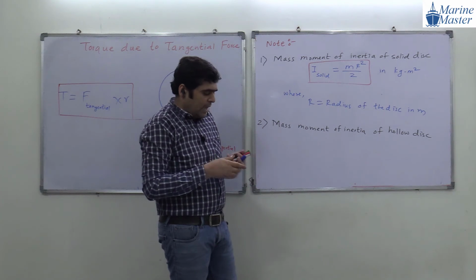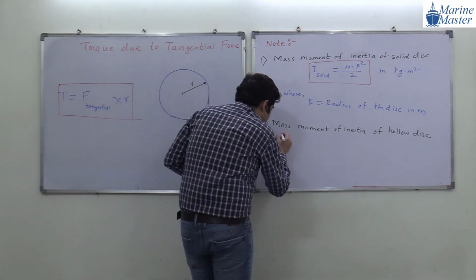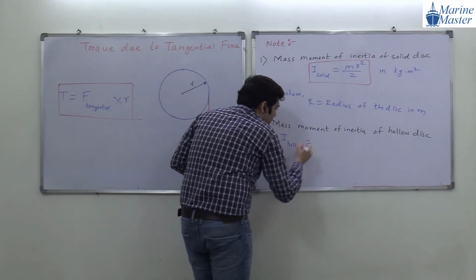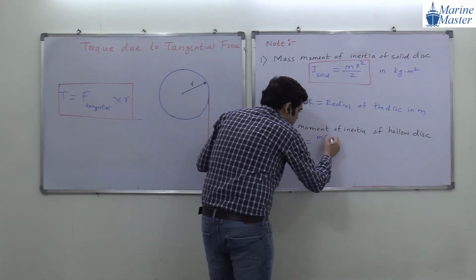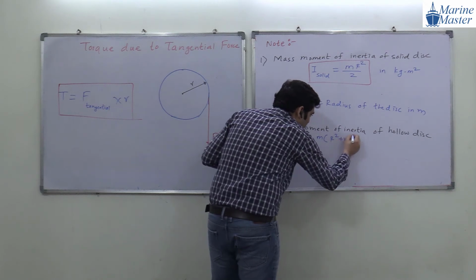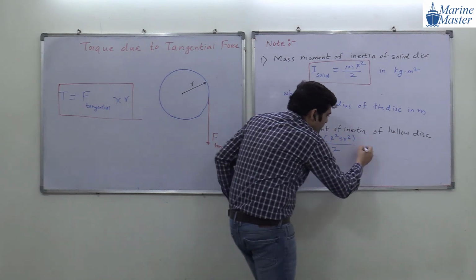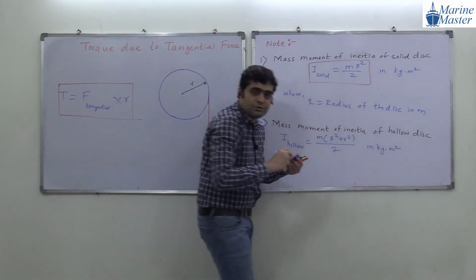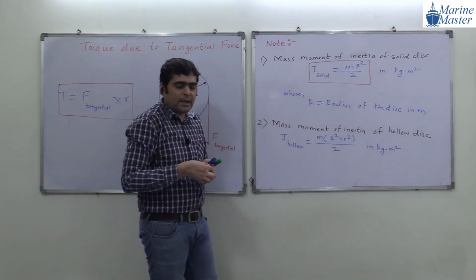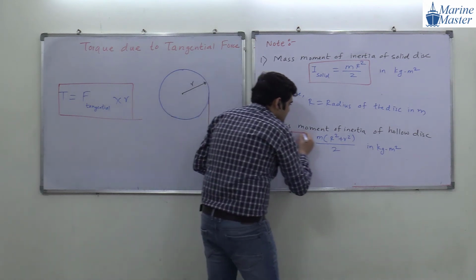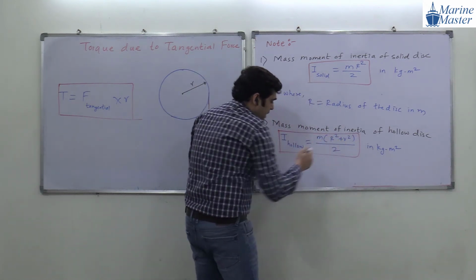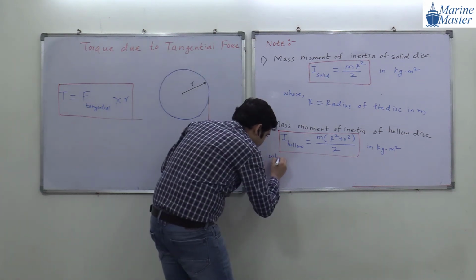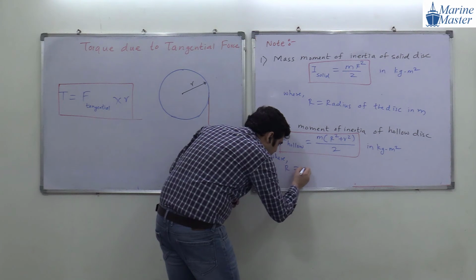So I hollow will be equal to, try to see the scenario, m into capital R square plus small r square by 2, where small m means mass. The unit will be kg meter square. Now what is the meaning of capital R here? Here it is plus, not a minus. Where capital R stands for what, guys?